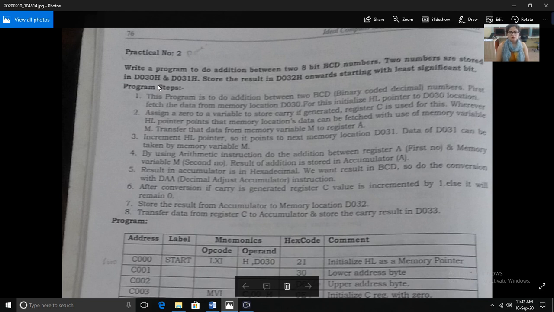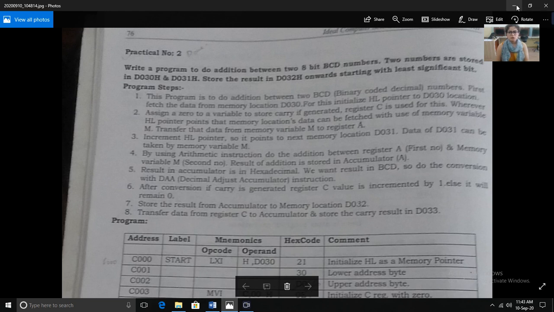It means first of all we have to store the data at these locations, and then we have to fetch the data and perform addition of the two numbers. Next, store the result in D032. The data is in the 31 location, and you have to store the result in the 32 location. So let's start with this.